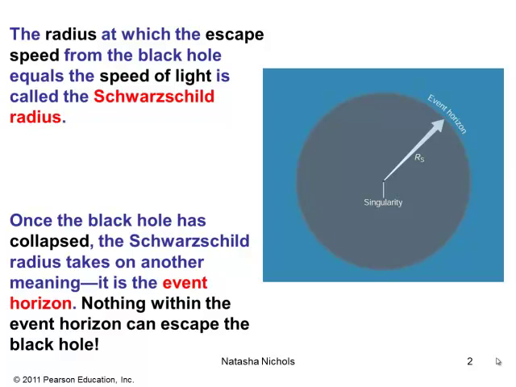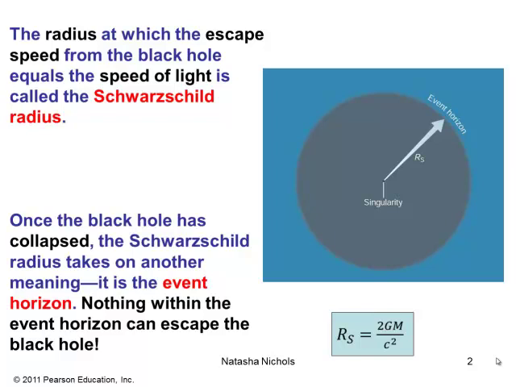The radius at which the escape speed from the black hole equals the speed of light is called the Schwarzschild radius. And remember, the speed of light is 300,000 kilometers per second. You can calculate the Schwarzschild radius for any object using this simple mathematical formula, where r sub s corresponds to the Schwarzschild radius, g is the gravitational constant, m is the mass of the object, and c, of course, is the speed of light.